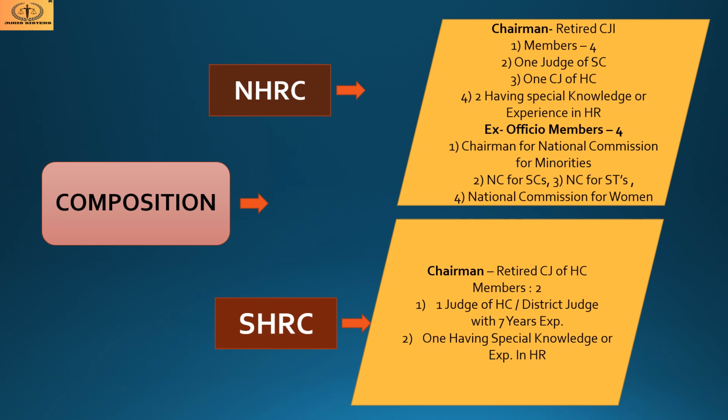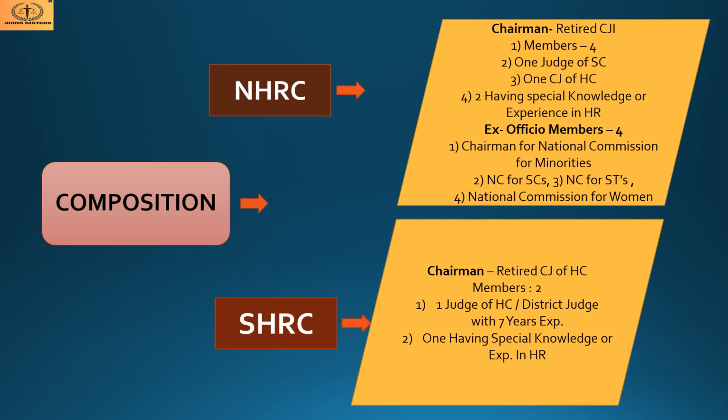Apart from these members, we also have the ex officio members. Ex officio is nothing but the important official members of this commission. So totally 4 members have to be there in this composition: the chairman of the National Commission for Minorities, the National Commission for Scheduled Castes, the National Commission for Scheduled Tribes, and the National Commission for Women as well.